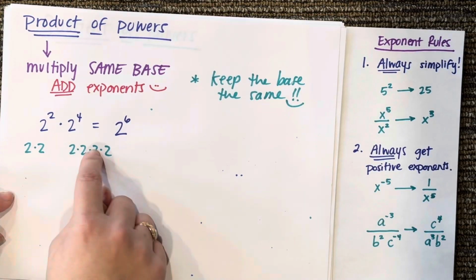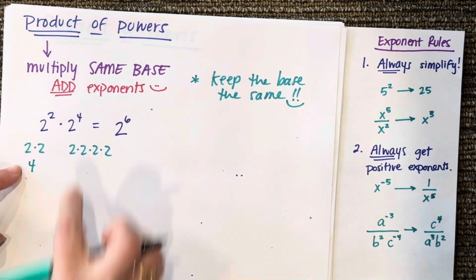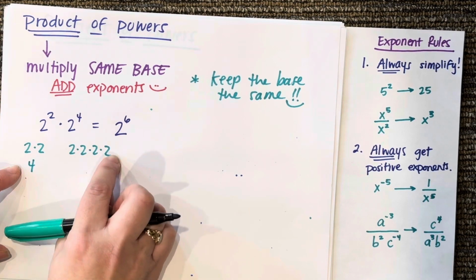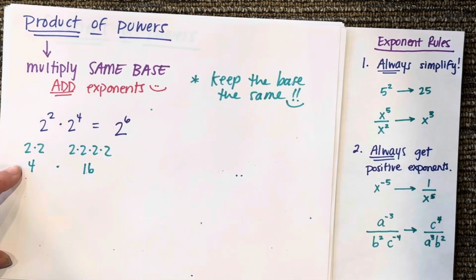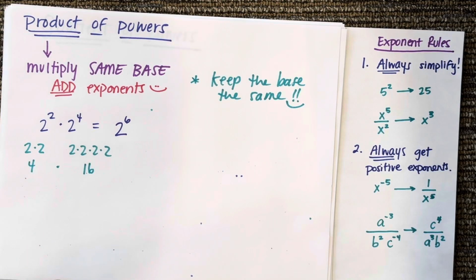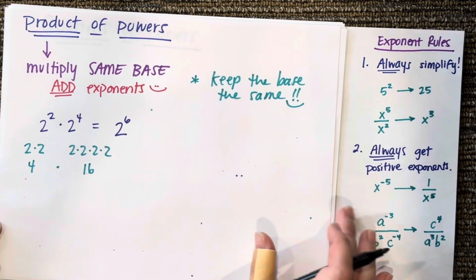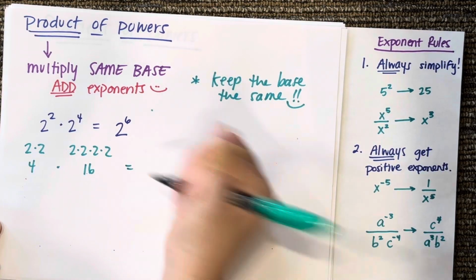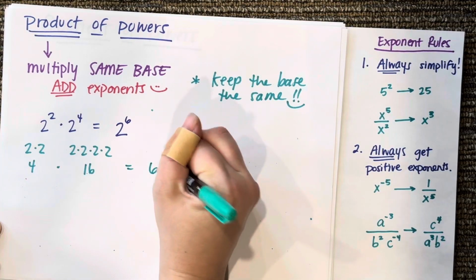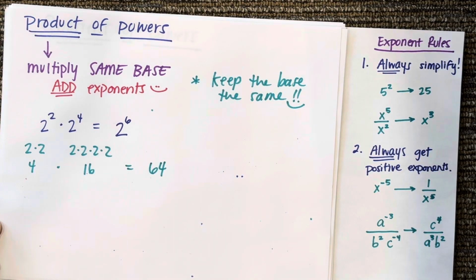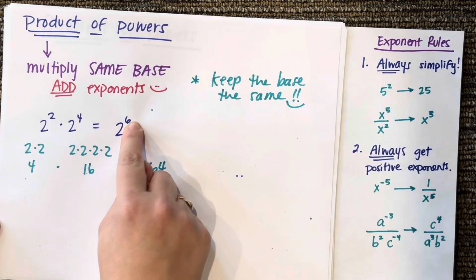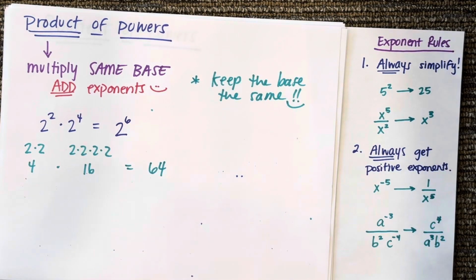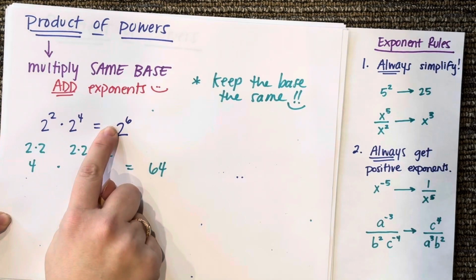You could even solve it mathematically and go 2 times 2 is 4. 2 times 2 is 4. Times 2 is 8. Times 2 is 16. And you could go 4 times 16 to figure out that this should be, what, 64? Am I making this up in my head? Probably. And you could plug in your calculator and see what is 2 to the 6th power, and you should get 64, assuming that I can do math, which is always a toss-up, okay? But this is why I add my exponents, okay?